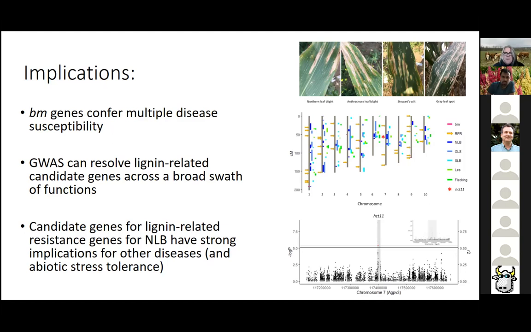Okay, and then Ed had another question. Yeah, Judy, I was just wondering, do you know anything about what's going on with brown midrib or other lignin pathway genes in the roots? Are they under separate expression control, and how do they affect root degradation? That's a great question.